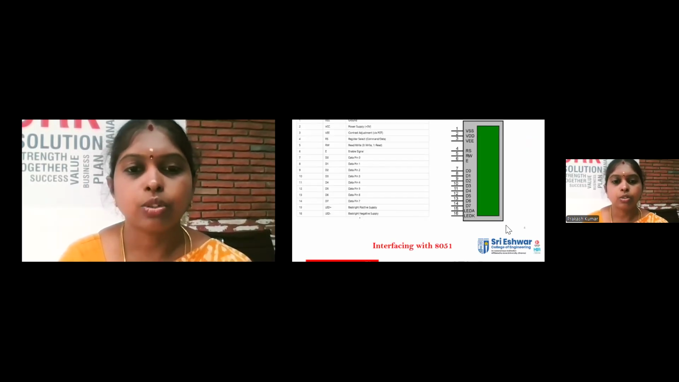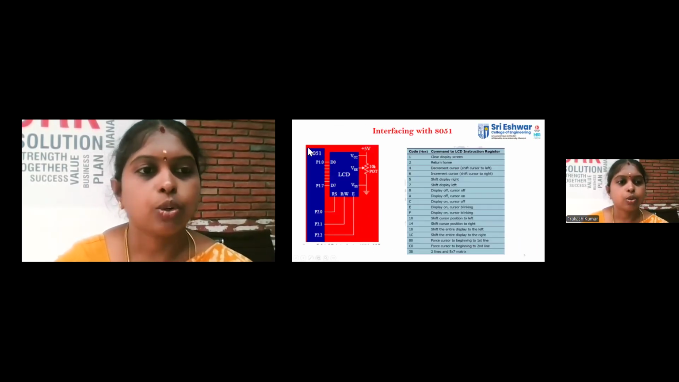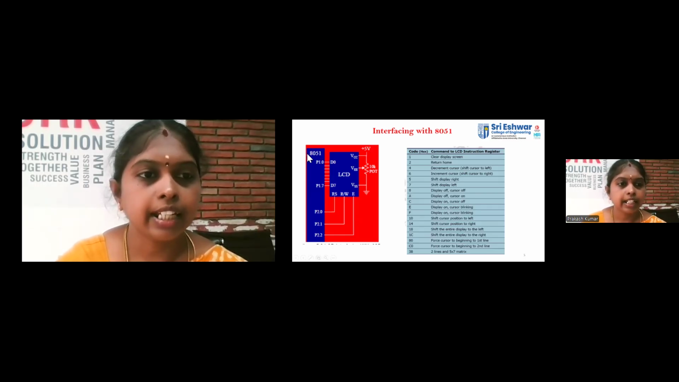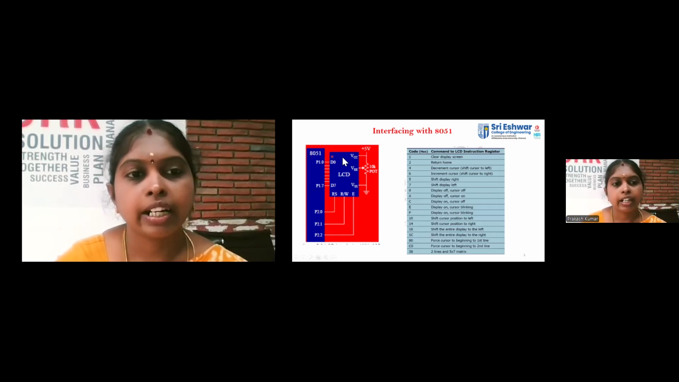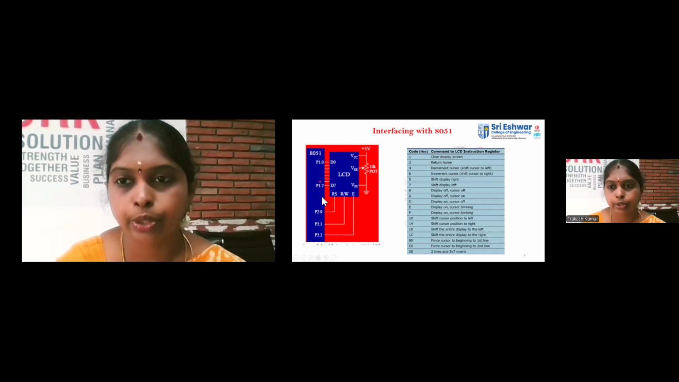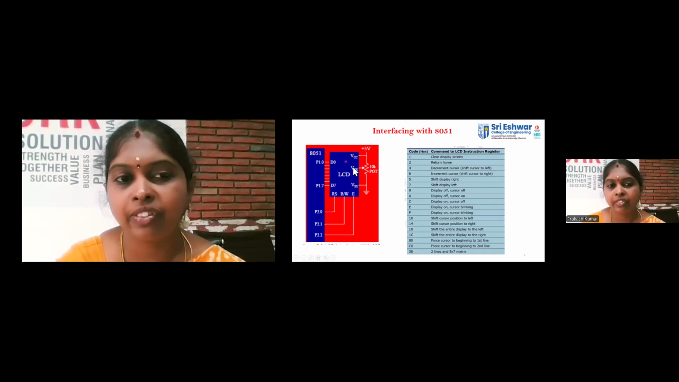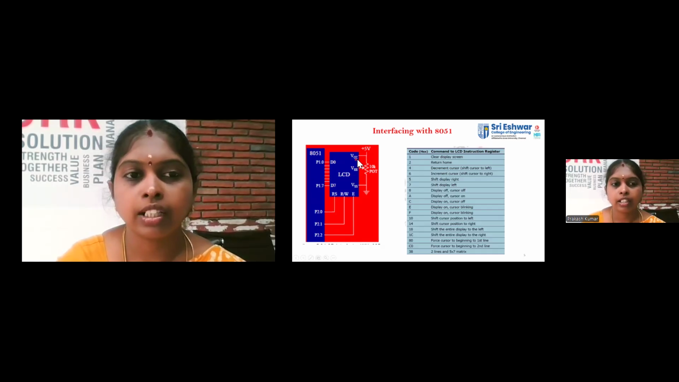So see the diagram on the left hand side. The blue box shows the 8051 microcontroller. This rectangle shows the 8051 microcontroller and the pins related to this. And this small rectangle shows you the LCD display. And these pins we have discussed already. So what are the pins in the LCD?